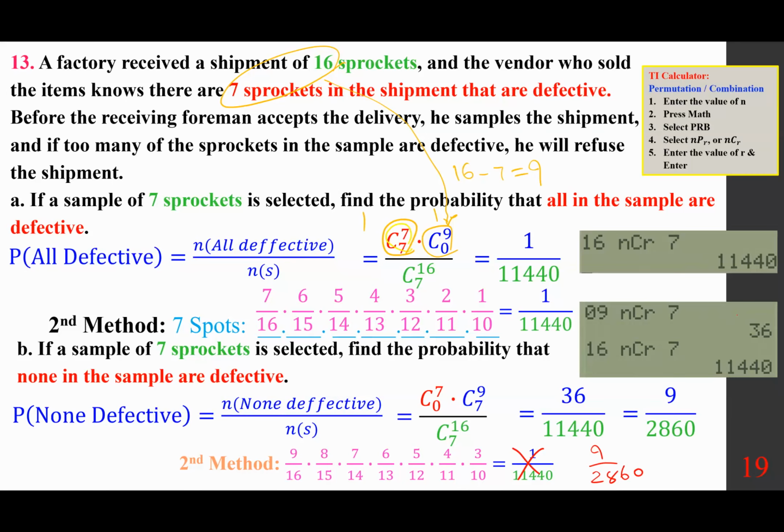Meant to put this one, my apologies. So 9 out of 2860, two different ways.